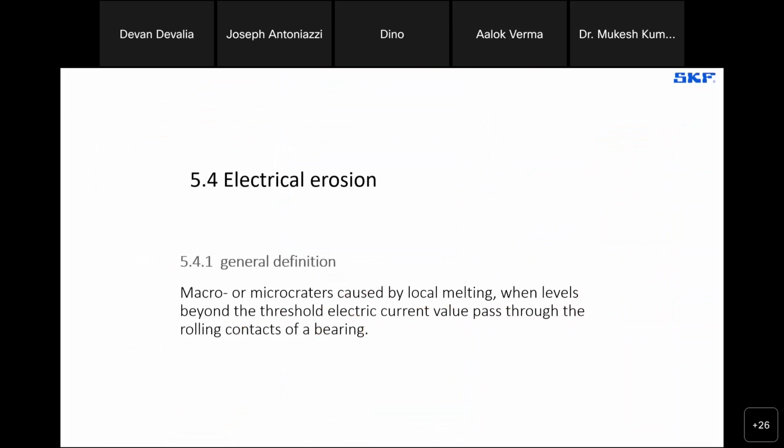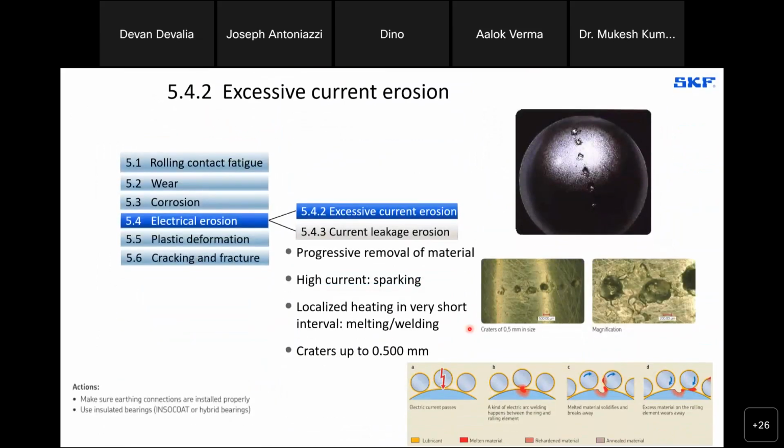So when levels beyond the threshold electrical current value pass through the rolling contacts of a bearing. Okay. The first one is called excessive current erosion. When you get current passing through a bearing, going through one ring, through a rolling element, and through the bearing and out, damage will occur. At the contact surfaces, it's similar to an electric arc weld, where we have high current over a very small contact surface.